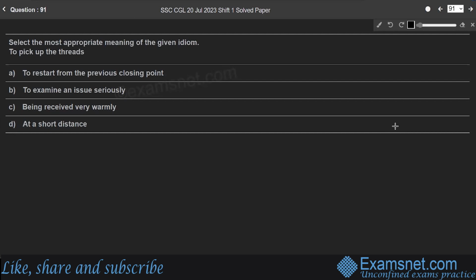Question 91. Select the most appropriate meaning of the given idiom. To pick up the threads. Here, to pick up the threads means option A, to restart from the previous closing point, right? For example, even though friends meet after a long gap, they can pick up the threads of their friendship easily. That means they can restart from the previous closing point, right? Therefore, option A is the right answer.